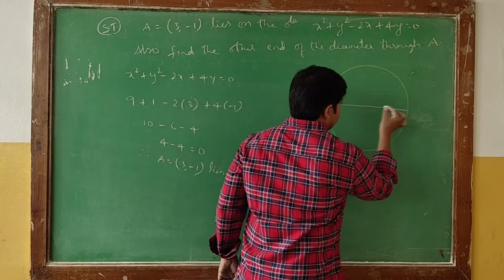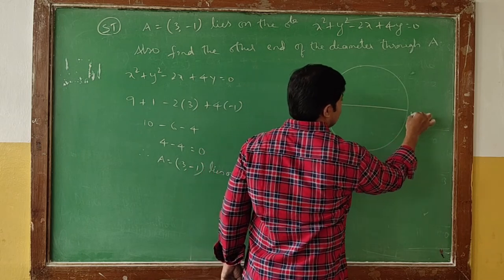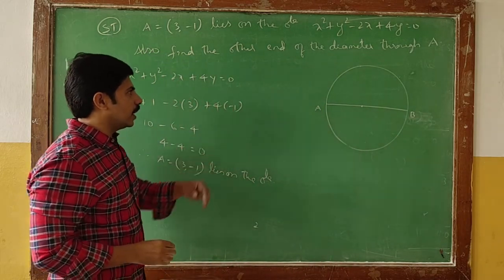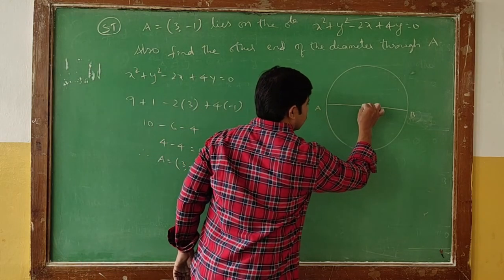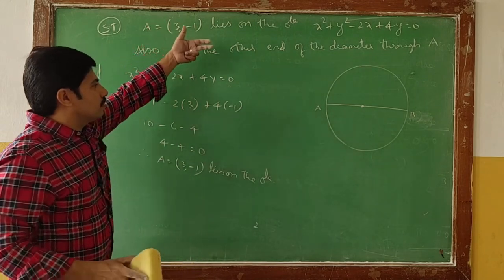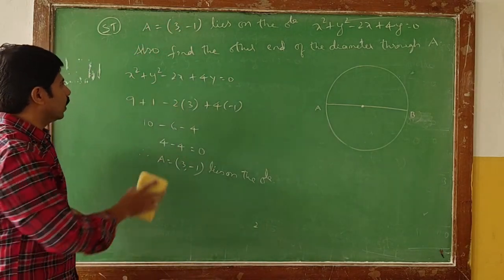Diameter: the line joining two endpoints on the circle that passes through the center is the diameter. So, we locate the center. Okay, so this is completed. We proved the first part. Showing that the point lies on the circle is over.